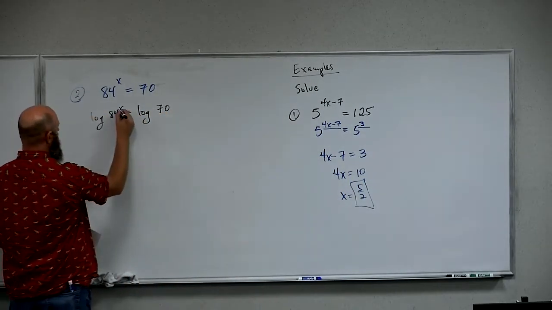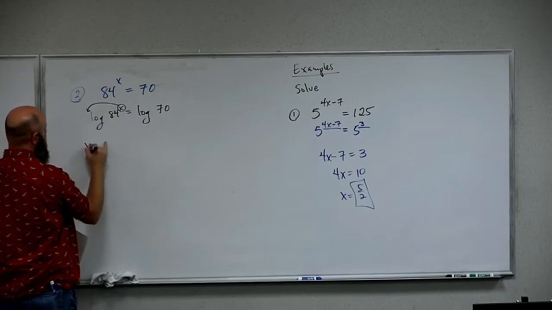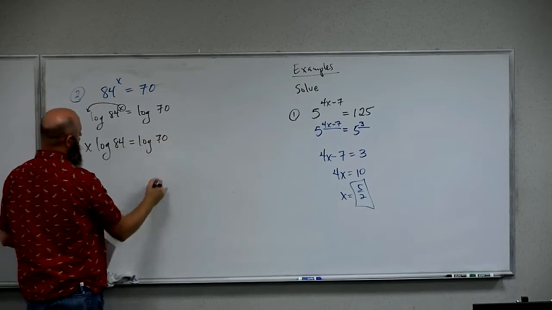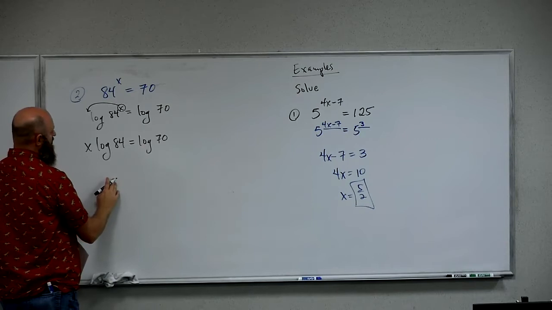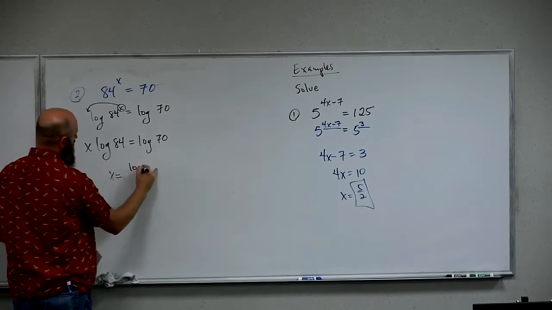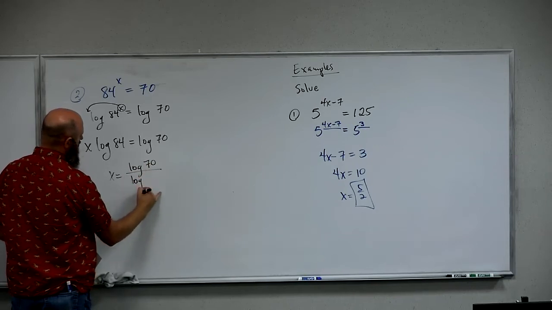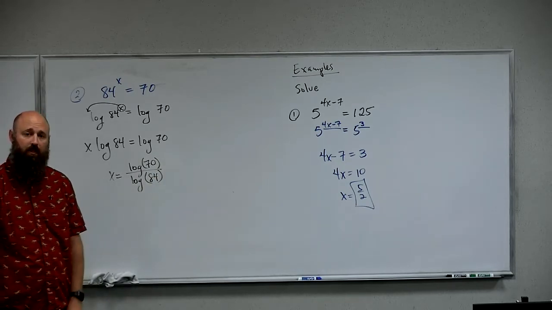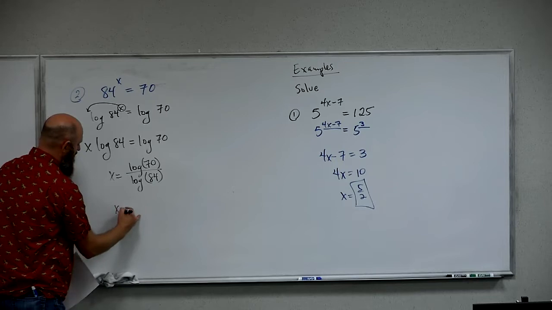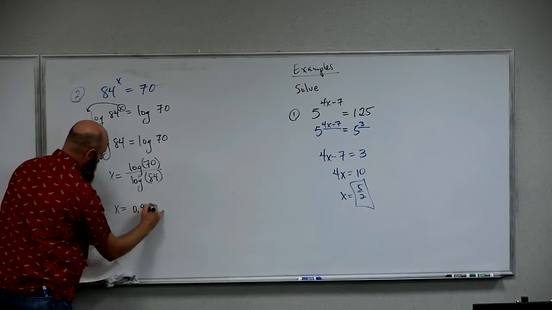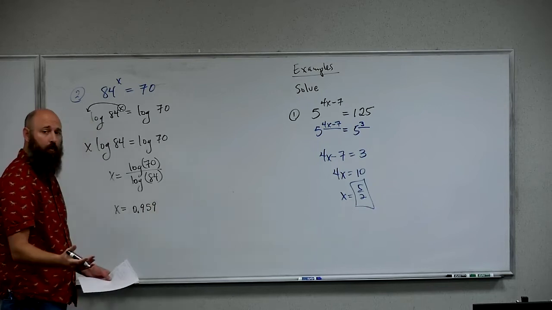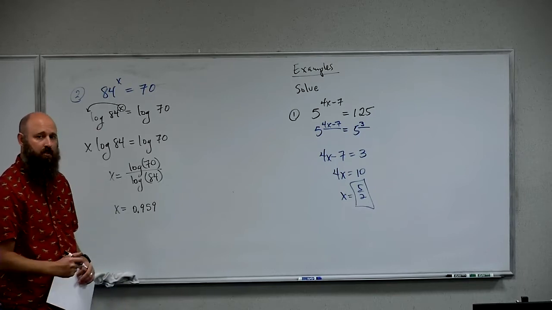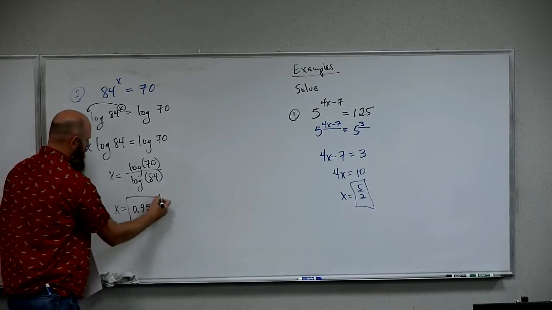All right, well, now we're going to use the rule that says I can take my power and drop it to the front. So I get x times log of 84 equals log of 70. And now I divide both sides by log 84, so x equals log of 70 divided by log of 84. And when we go to put that in your calculator, we're going to make sure that those pieces are in parentheses there for those. So that means x is going to be 0.959. Round appropriately. Sometimes they may have 2 decimal places, sometimes 3 or 4. Read your instructions so that you know where you need to round that to.